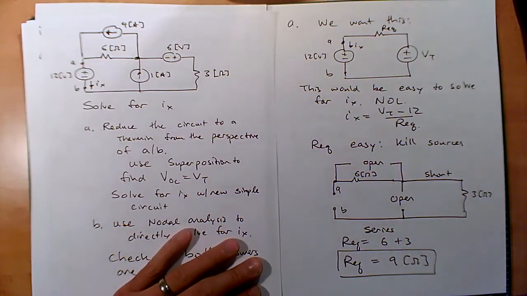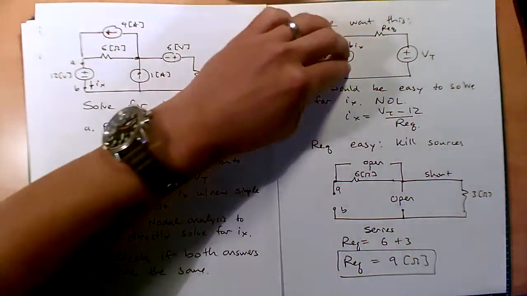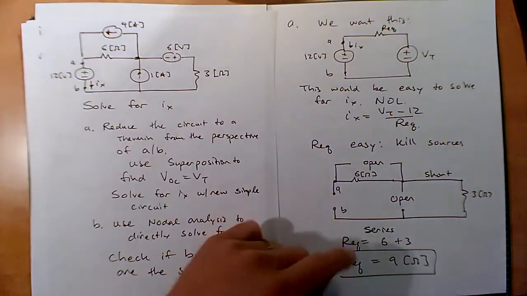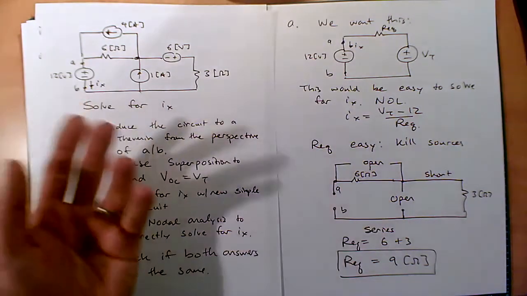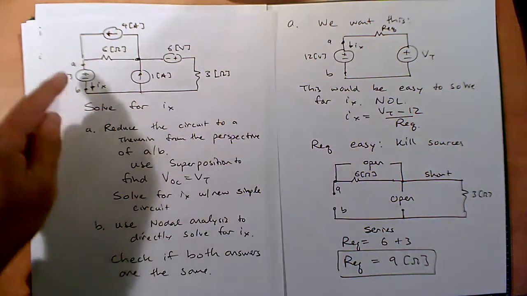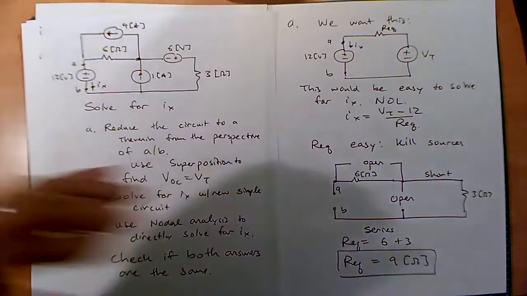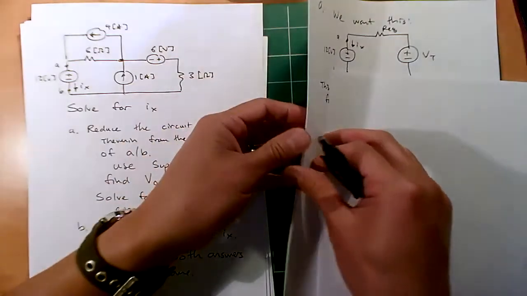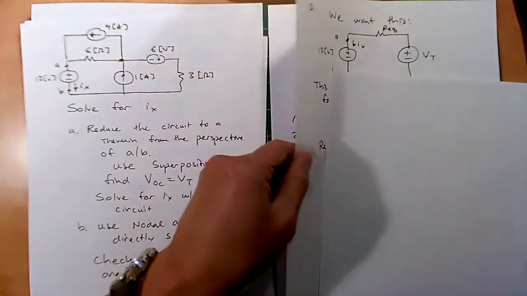Done. Easy. Okay. Don't forget, this 12 volt is not in play. Don't short this and try to find the equivalent resistance, because that would just give you 0. Don't do that. We're ignoring the 12 volts right now, okay? All right, good. Now let's do the Thevenin voltage.